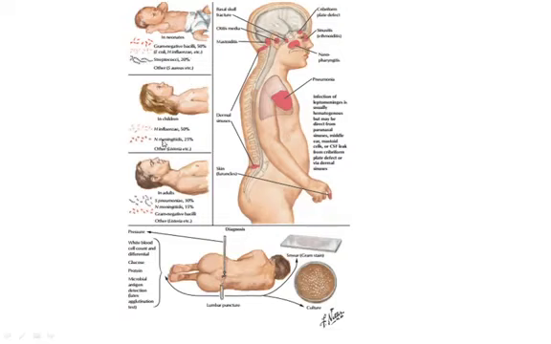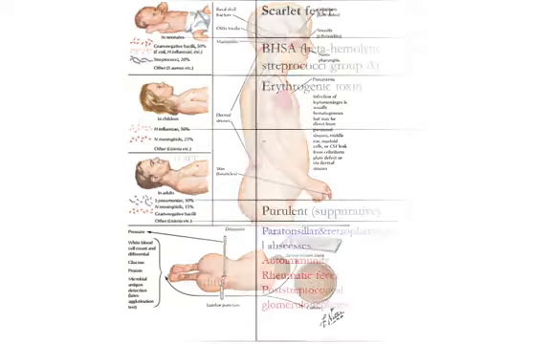For example, in children, Haemophilus influenzae is common, as well as Neisseria meningitidis. Also, Neisseria meningitidis is less common. Why? Because in children they have no immunity against the capsule of Neisseria.